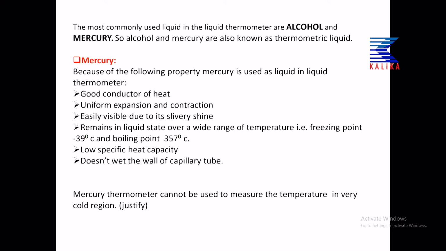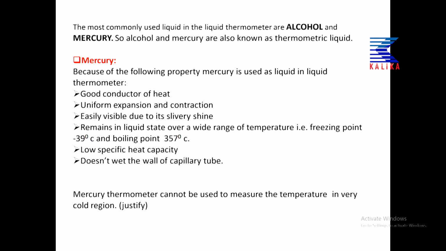Then mercury, why is it used? Mercury is used because of the following properties. It is a very good conductor of heat, so when heat is supplied, it shows uniform expansion and contraction. It is easily visible due to its silvery shine, easy to read. It remains in the liquid state over a wide range of temperature.